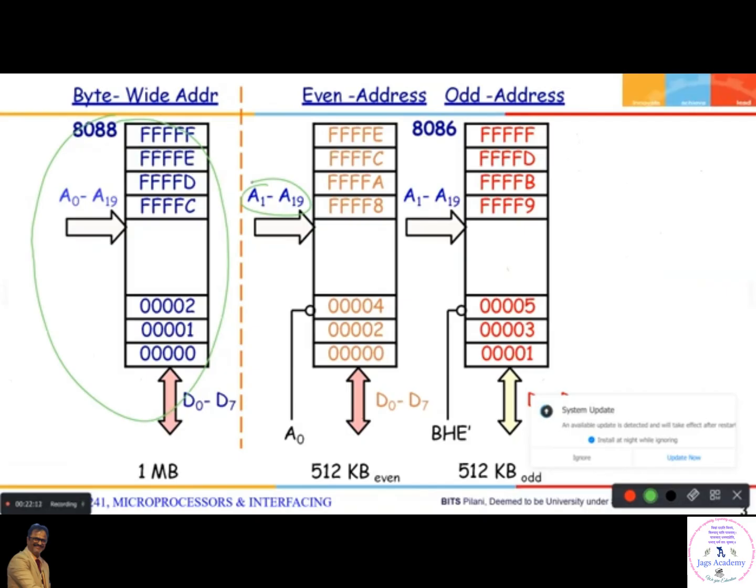In 8088, while dividing the entire memory map, you do not divide it into even and odd memory, right? But here you have to. So listen carefully about the design. Have you understood this concept? This is very important. Now let us go to an example.